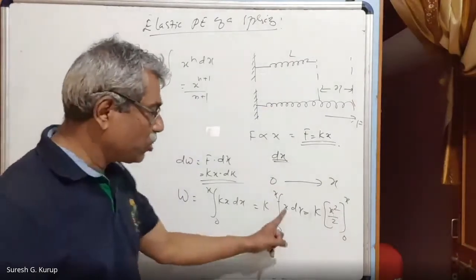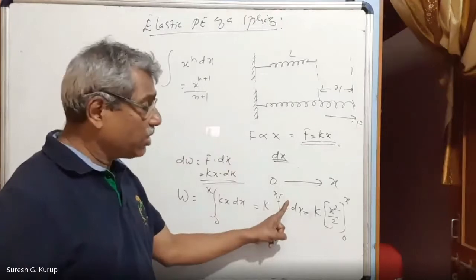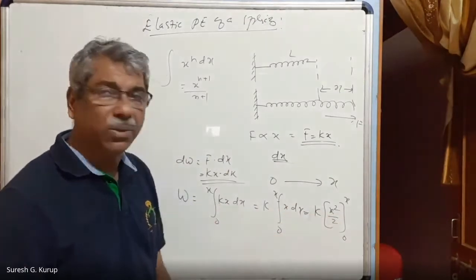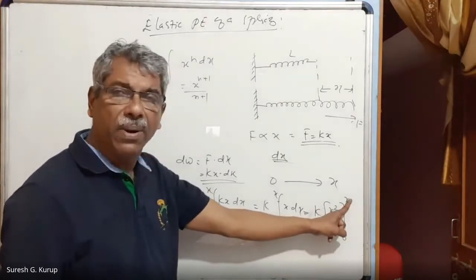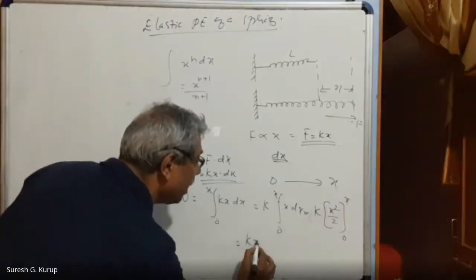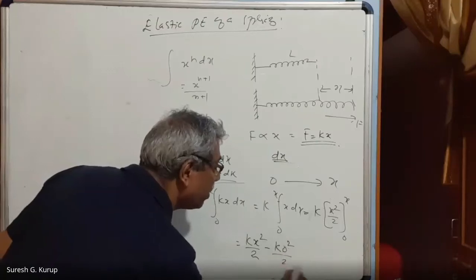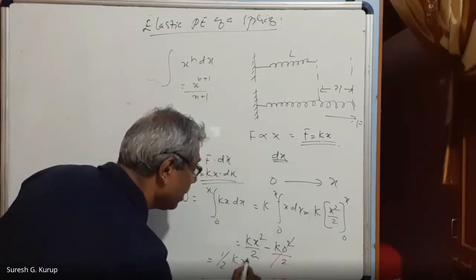Here it is, x raised to 1 dx. In place of n, here x raised to 1. The integral of x raised to 1 dx is equal to x raised to 1 plus 1 divided by 1 plus 1. That means x square by 2. Then apply the limits. First, in place of x, you will put the upper limit, that is x only. Then we will get kx square divided by 2 minus k into 0 square divided by 2. This goes, and we get half kx square.